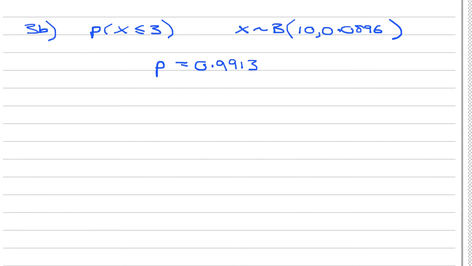So just to confirm there, the probability that x is less than or equal to 3, we did x with binomial, n with 10, the p is 0.0896, and it came to 0.9913.